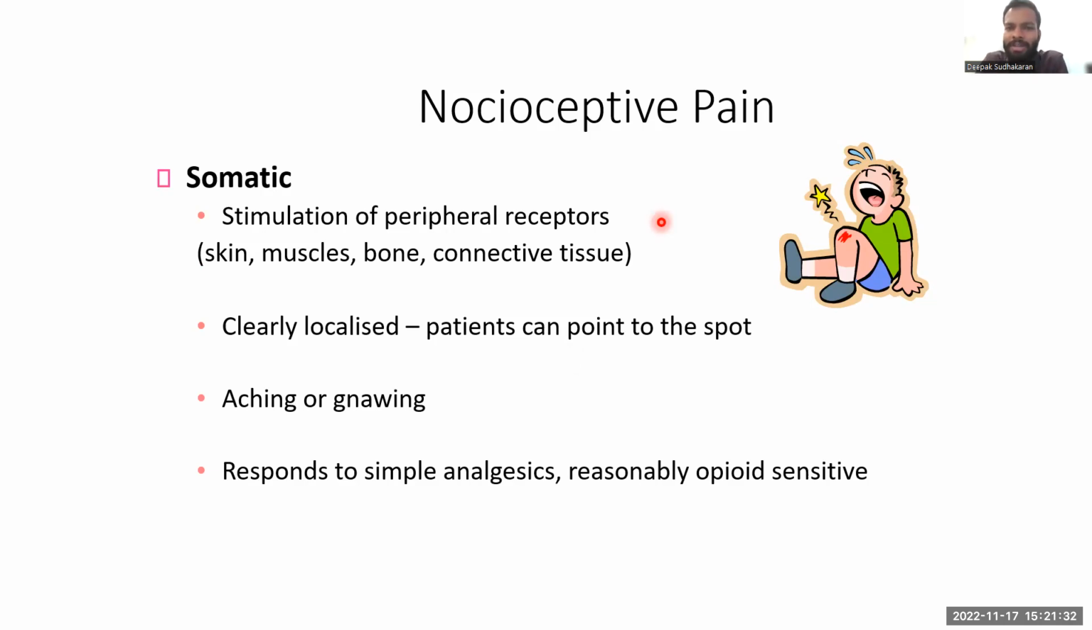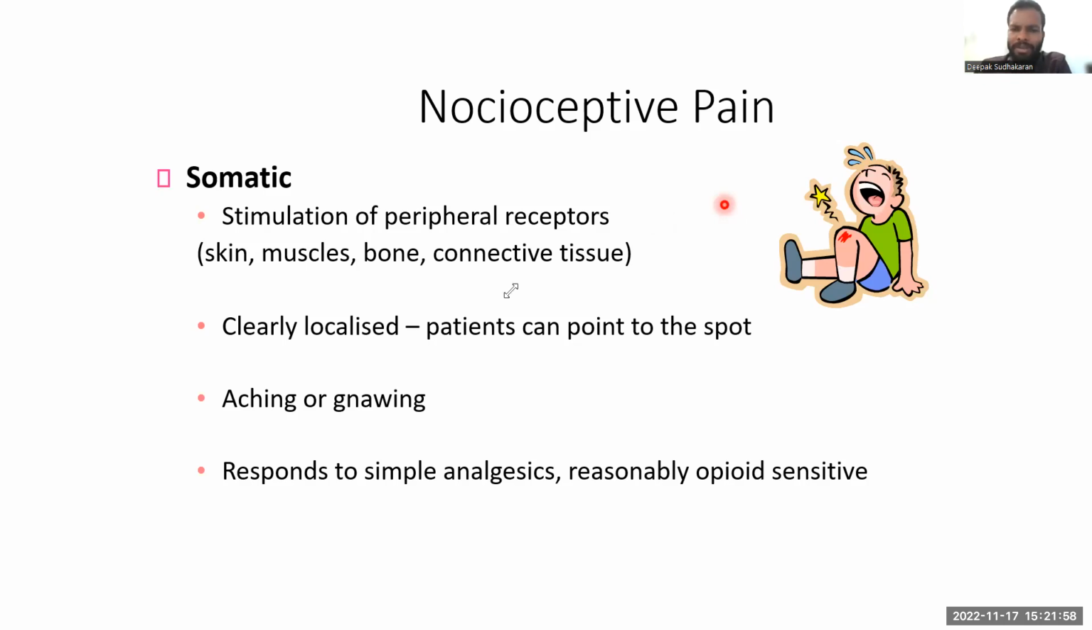So stimulation of peripheral receptors at the skin, muscle, bone, or connective tissue. Okay. Now here, whenever there is some problem in these areas, the person can usually localize it. You can ask, where is the pain? Can you show me with one finger? And they will point out, yes doctor, the pain is here, or somewhere on your foot, or something like that. They'll be able to clearly localize it.